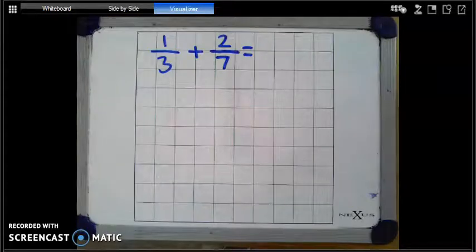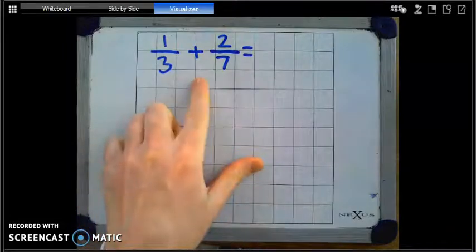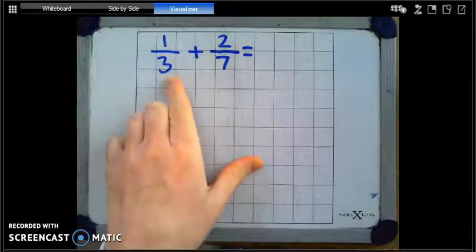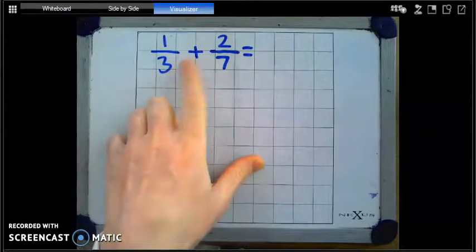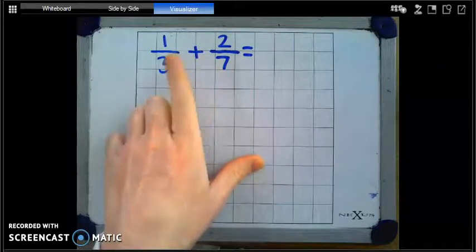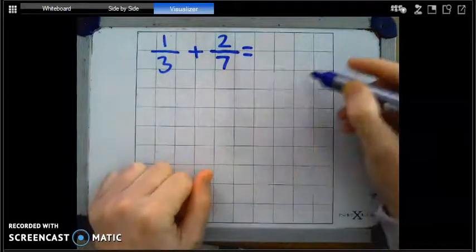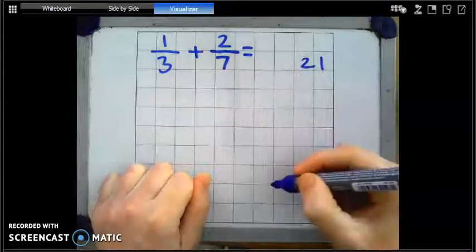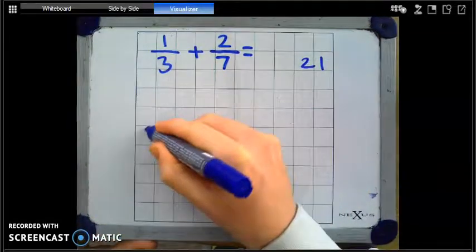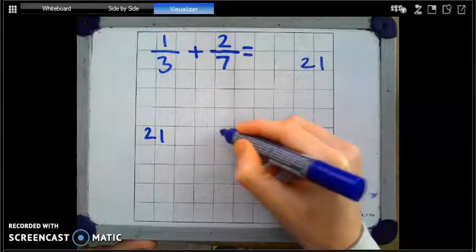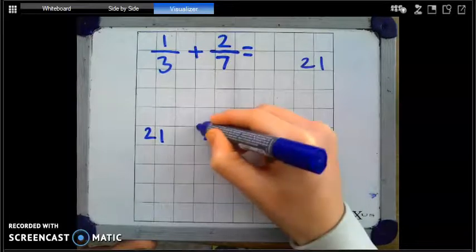Let's try that method on a couple of different calculations. Here we have 1/3 plus 2/7. So remembering step 1, we need to find a common denominator. And the easiest way to do that is by multiplying the two denominators together. 3 times 7 is 21. So that means our common denominator is going to be 21.